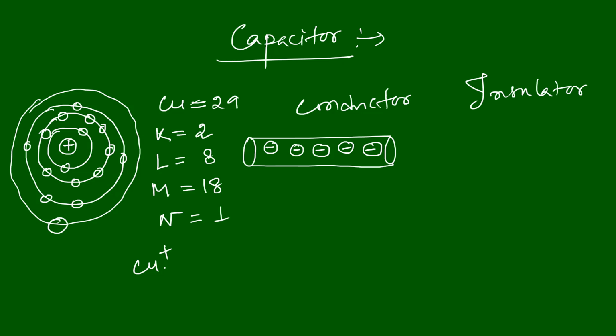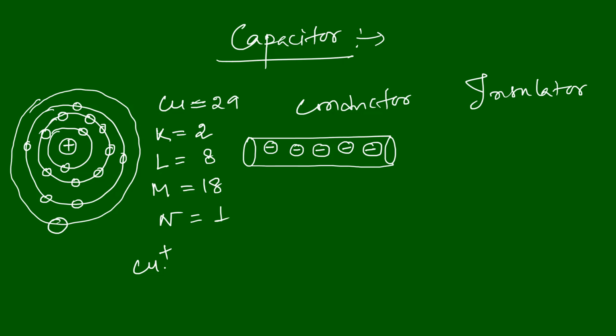And what about the Cu plus ion? The positively charged ion that is produced will be bound with the copper. It will not be able to move. Positive charges never move in a conductor or an insulator. They are just bound with the lattice. Only the electrons that have left the outermost orbit of that particular atom conduct the electricity.